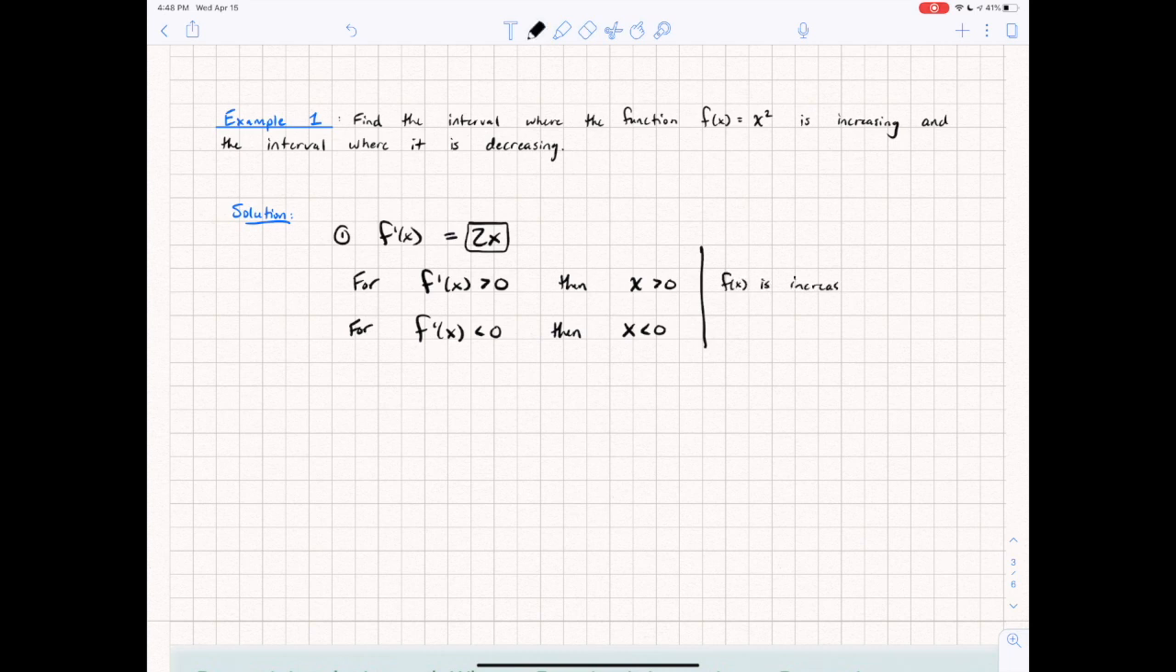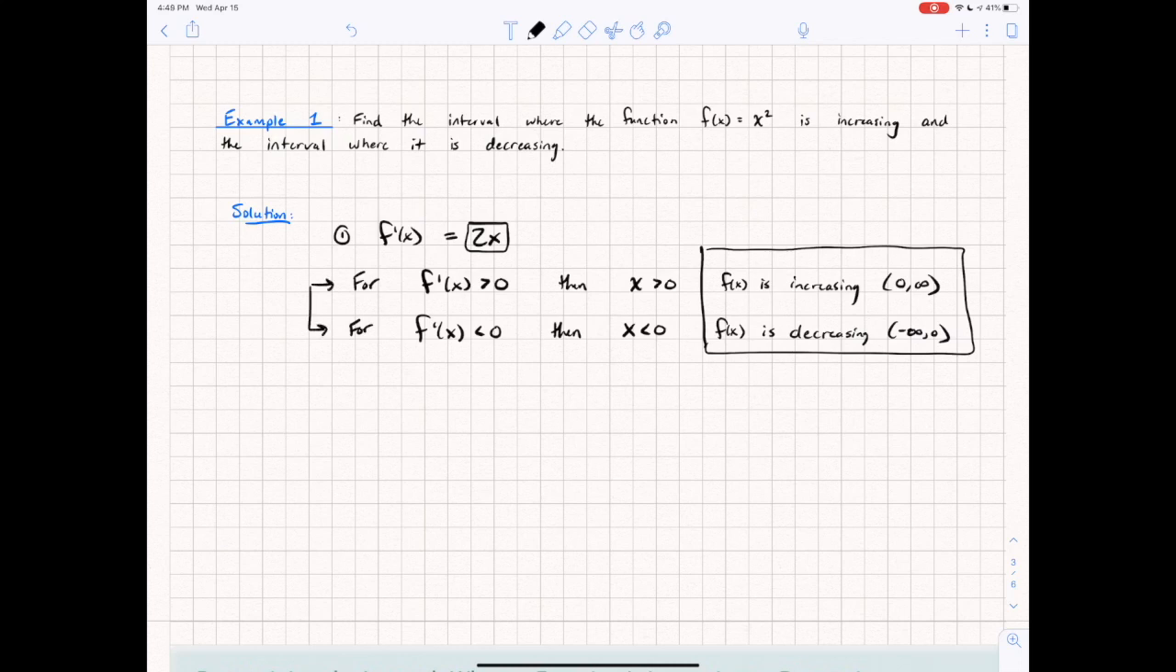And so then I can state, in terms of my final answers, f of x is increasing on the interval from 0 to infinity. And I know that the original function is decreasing on the interval from negative infinity to 0. So this is my final answer right here. These are my intervals.